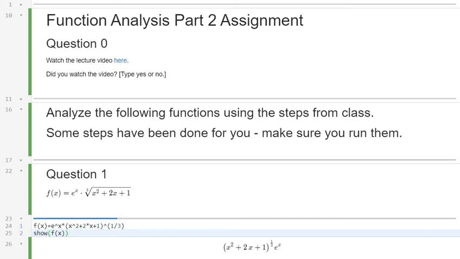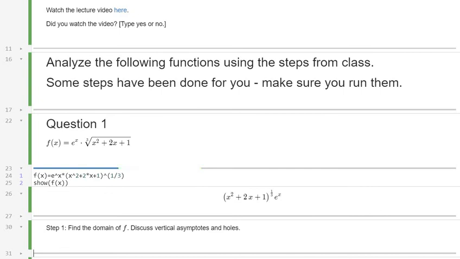We return now to function analysis. This is part 2. I'm going to do question 1 of the assignment just like I did for function analysis part 1. And make sure you run these things that I have provided for you. So here's the definition of the function. Make sure you run that. So that is in there. And double check and make sure that we enter the function correctly.